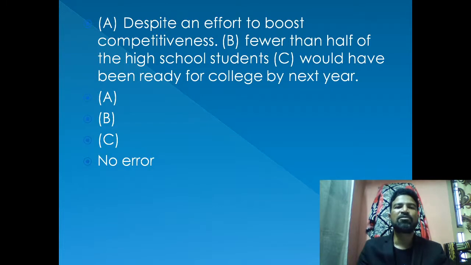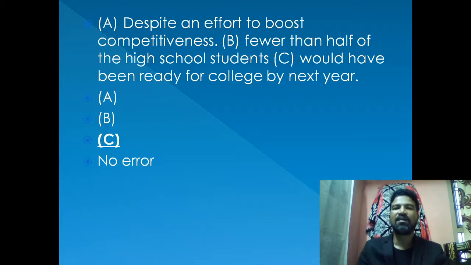Despite an effort to boost competitiveness, fewer than half of the high school students could have been ready for college by next year. Despite an effort to boost competitiveness, fewer than half of the high school students would have been ready for college by next year. So where is the error? The error is in part C of the sentence.